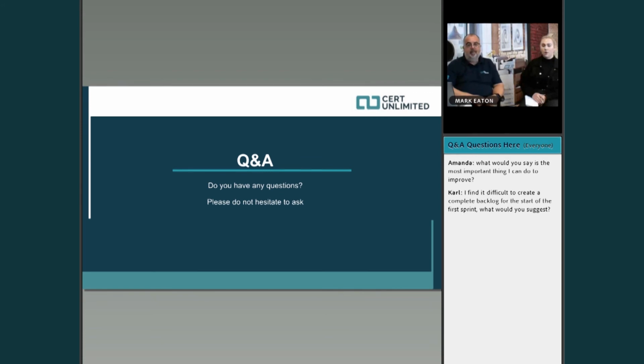Great. Cool. We've had another one coming from Carl. He says, I find it difficult to create a complete backlog for the start of the first sprint. What would you suggest? Okay, so Carl, I guess you're either a product owner or you're coaching a product owner. The first thing I would say is relax a bit. It is difficult. Creating a good backlog is really difficult, and trying to create a complete backlog for the start of the first sprint is almost impossible.